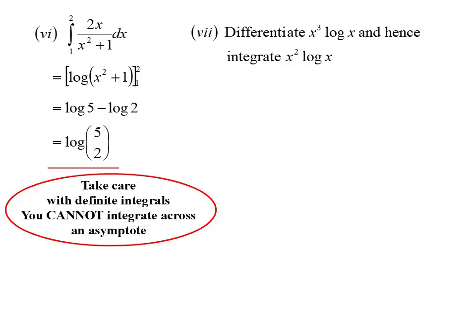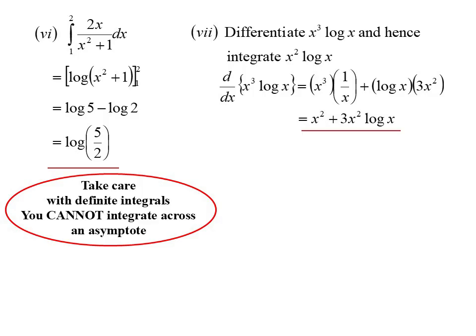Sometimes you'll see questions like this, and it's sort of giving you a big hint on how to do the integration. They'll ask you to differentiate something first, and it gives you a clue, because to integrate you can usually go backwards. So differentiating x cubed log x. Okay, write down the first, diff the second, plus write down the second, diff the first. We end up with that.